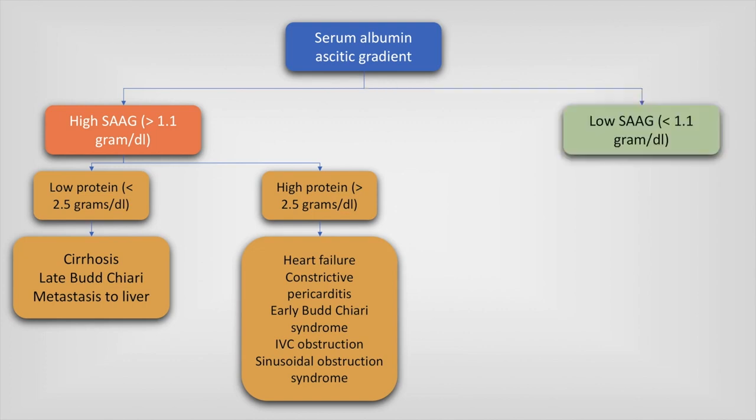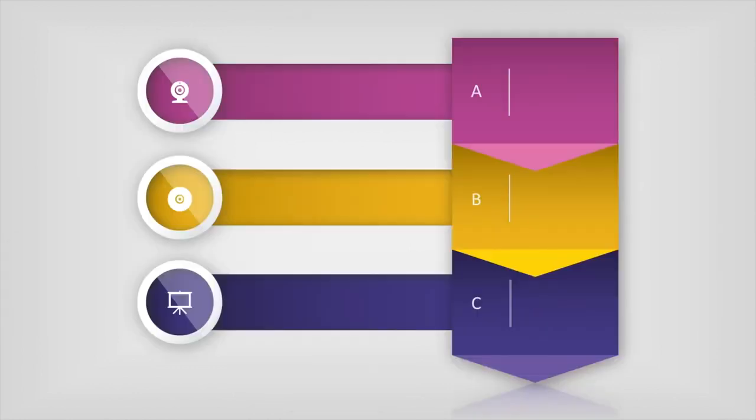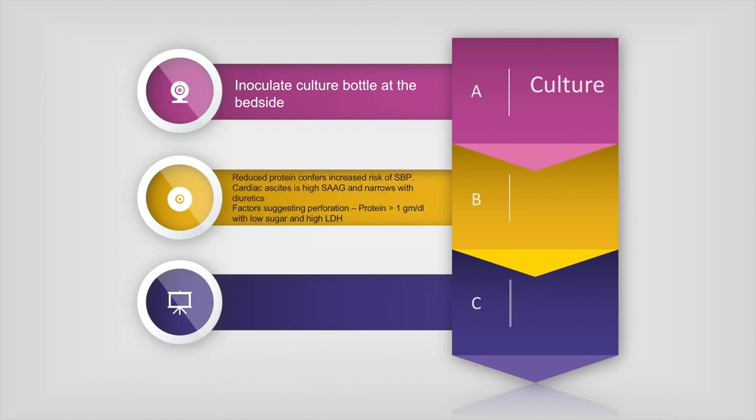Patients may also have low SAG ascites, and the differential diagnosis of this includes biliary leak, nephrotic syndrome, pancreatitis, peritoneal carcinomatosis, and tuberculosis. Other aspects of the ascitic fluid analysis include culture, in which case we must inoculate the culture bottles at the bedside. An ascitic fluid with reduced protein confers a higher risk of spontaneous bacterial peritonitis due to low opsonization activity. Cardiac ascites is high SAG, as already discussed, and narrows with diuretic therapy.